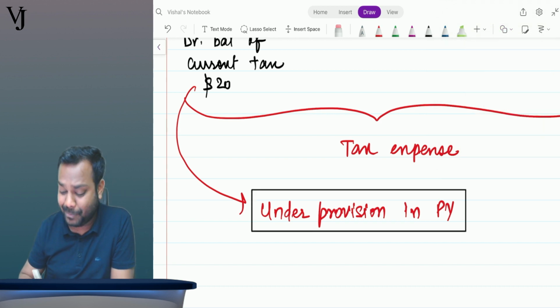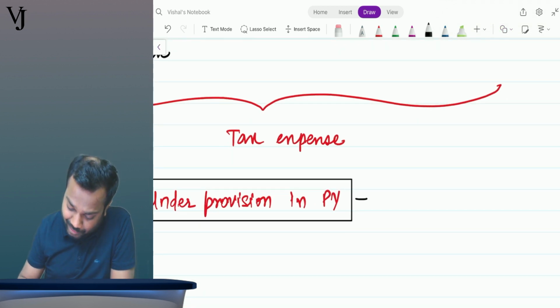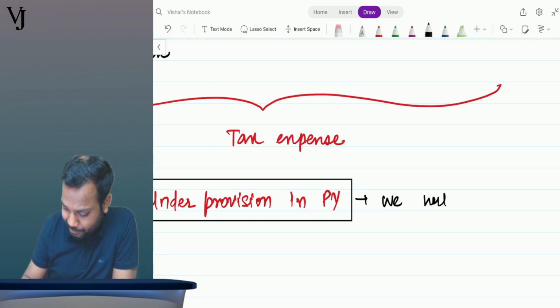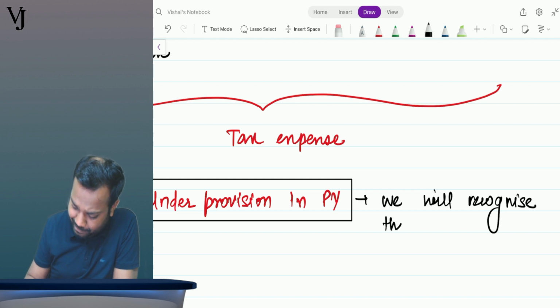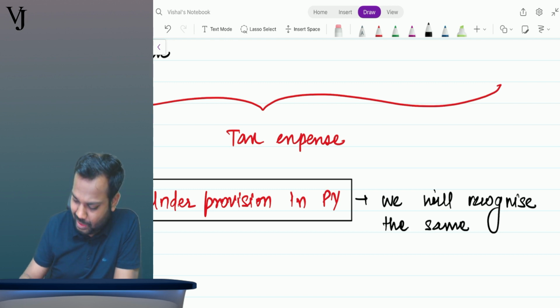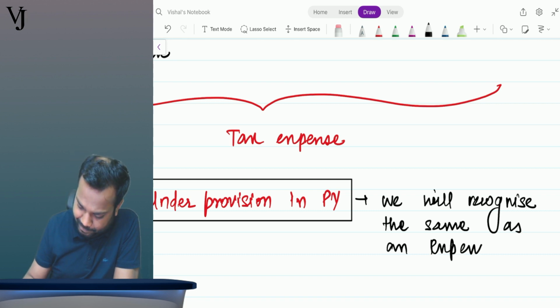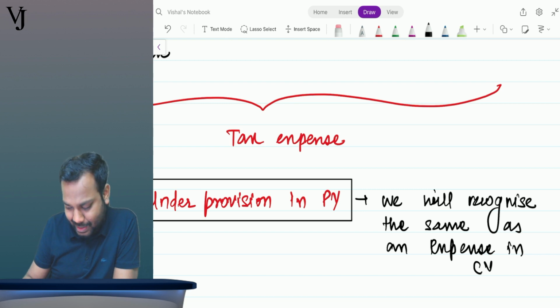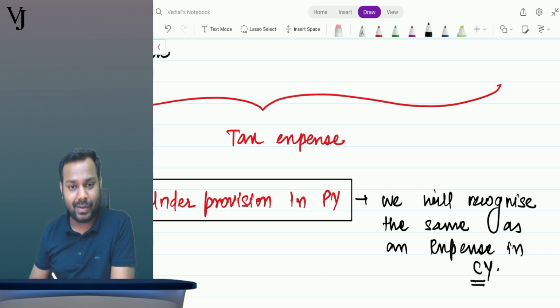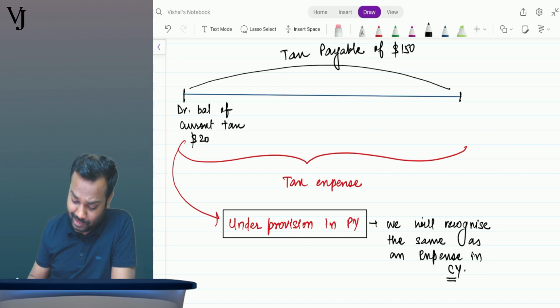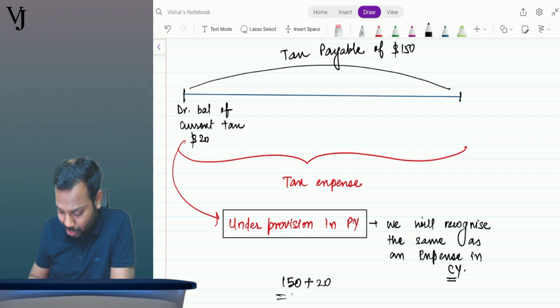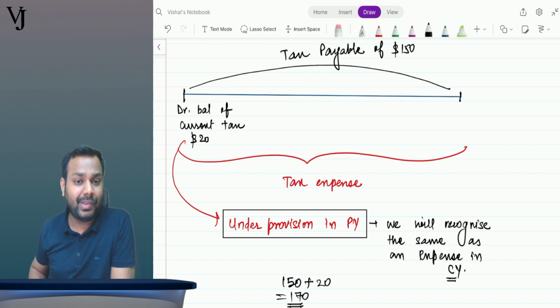Now what is the treatment of under provision in previous year? Tell me, what is the treatment? Under provision means we will recognize the same as an expense in the current year. Is it clear to everyone? So in this case, what is the amount of tax expense? 150 for the current year plus 20 for the previous year, amounting to $170. Is it clear to everyone?